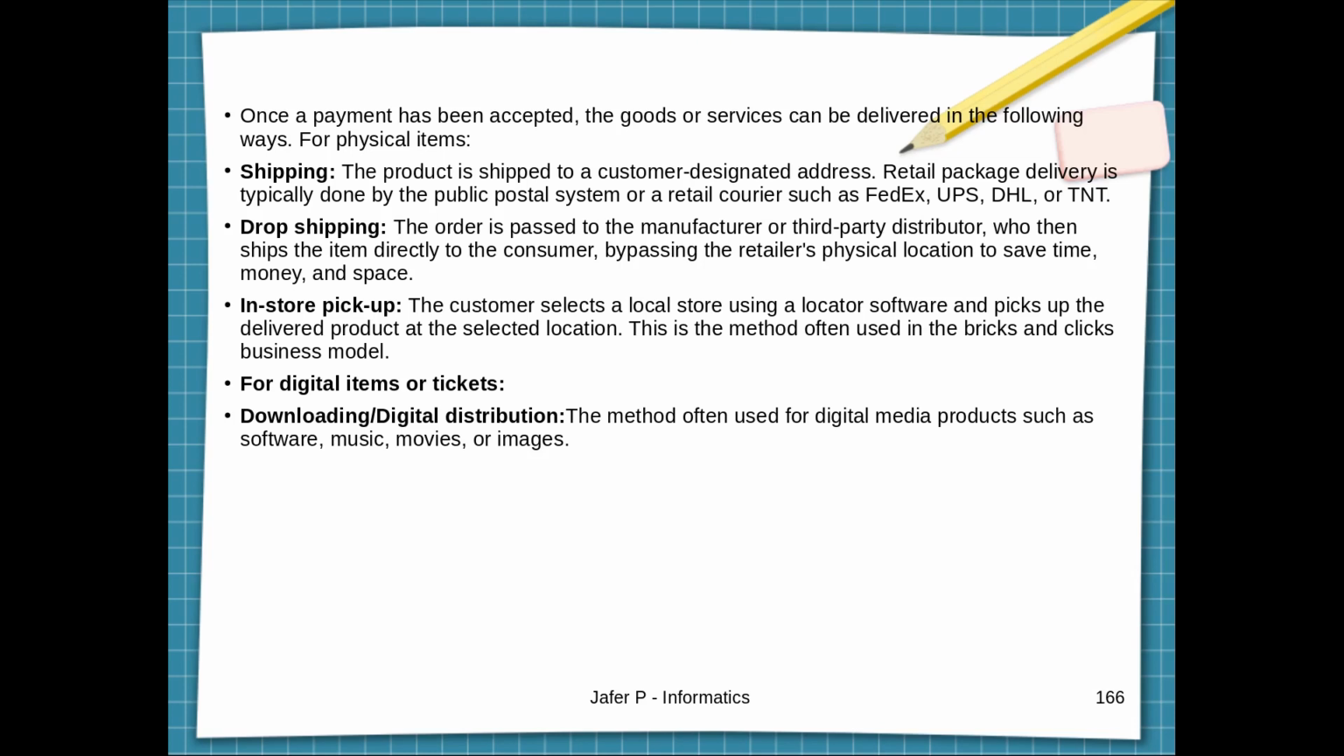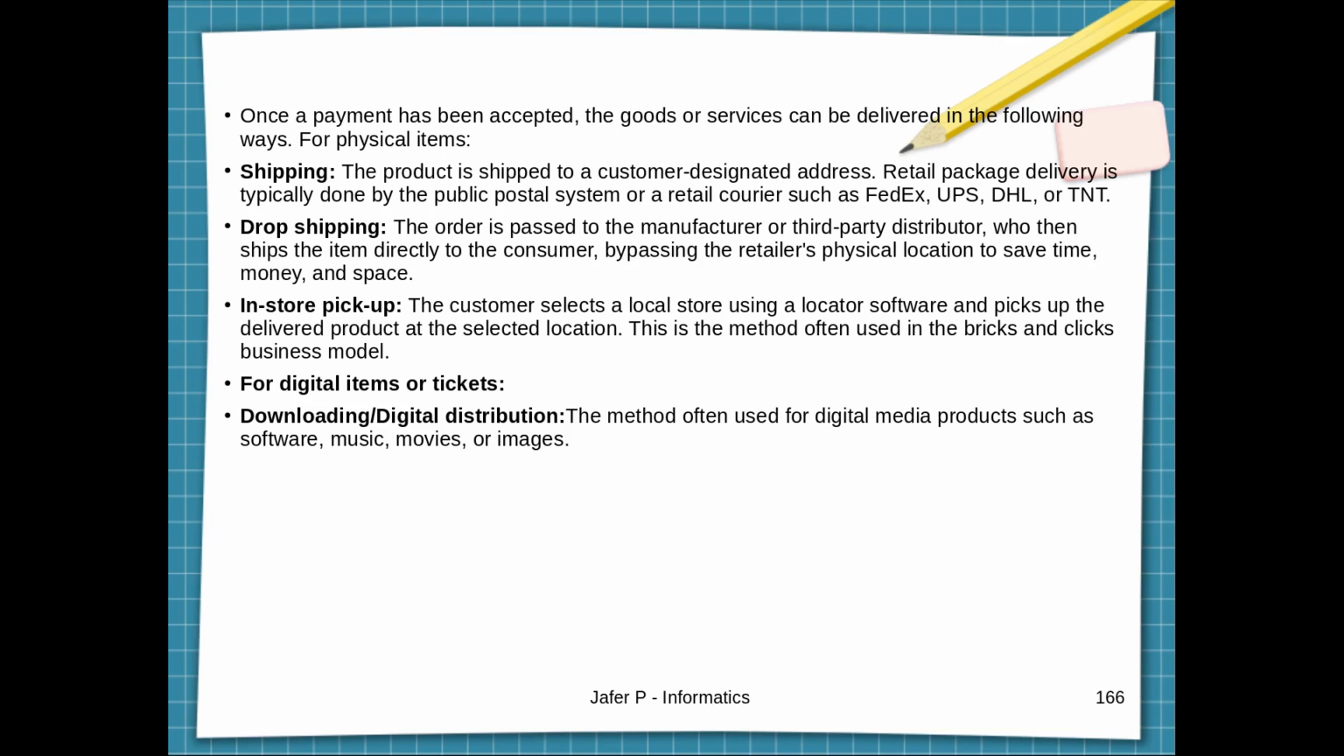downloading and digital distribution. The method often used for digital media products such as software, music, movies or images. Say suppose we purchased one software. That software, no need to place the order, or no need to come physically, right? We can, if we purchase the software, download it from that site itself digitally, right? If you purchase the software, those kinds of products won't be delivered.